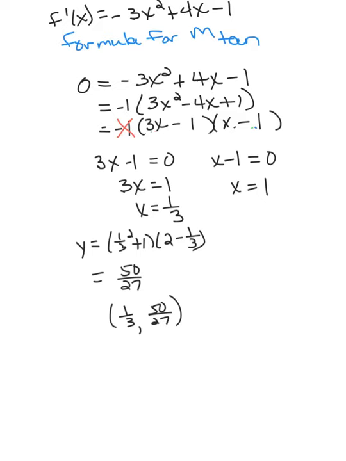For the second point, you'd have y equals 1 squared plus 1 times 2 minus 1. Do that arithmetic and you will get 2. So our second point happens at 1, 2. So these are the actual points for the turns of this graph.